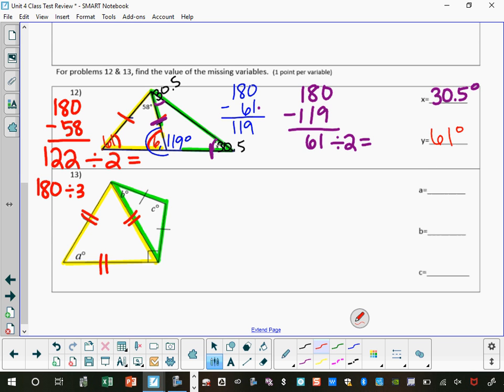60. Okay, so I want you guys to fill in. Each of these angles here in yellow are 60 degrees. Okay, so I can go ahead and fill out angle A is 60 degrees. Does that make sense how we just got 60? We didn't have any numbers, but I know it's equilateral and equiangular, so all the angles are congruent.